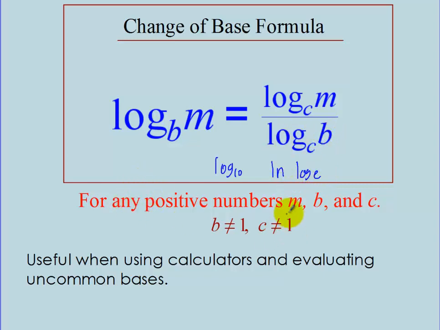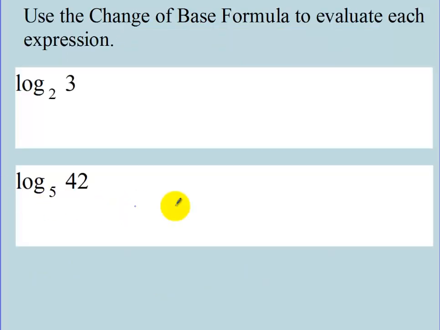So this works for any positive numbers m, b, c, where b can't equal 1 and c can't equal 1, because then you couldn't have log base 1s. This is useful, again, for calculators and evaluating common bases. So let's take two examples.